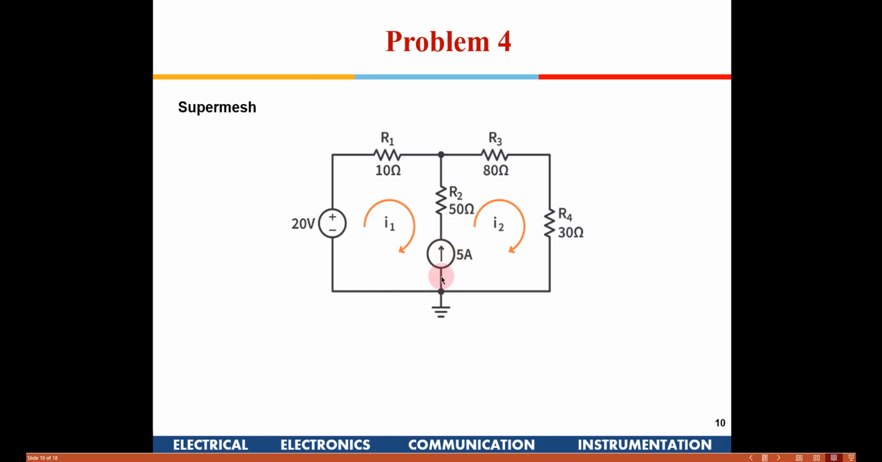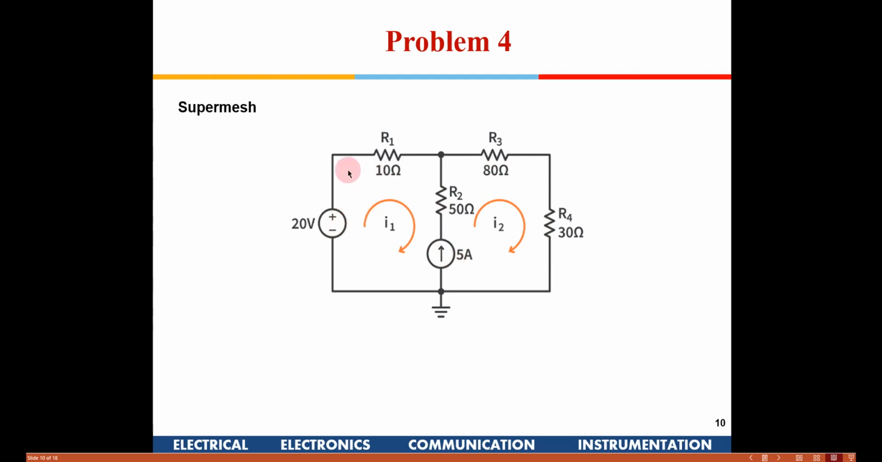That doesn't mean there won't be any voltage across this current source. There will be some voltage across it. When we finally solve, there will be some voltage across this 10 ohms and some voltage across 50 ohms, and then the remaining will have to be across this. But to write the mesh equations to start with, we can't use this loop. So we are going to use the super mesh. A super mesh is forming a mesh excluding that current source.